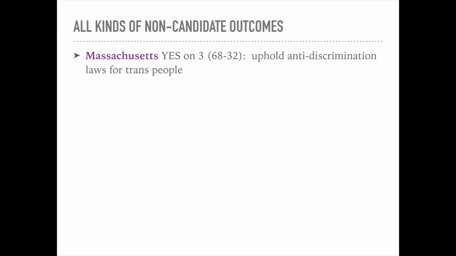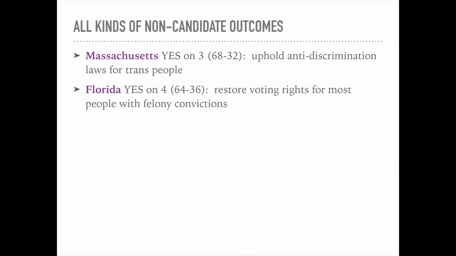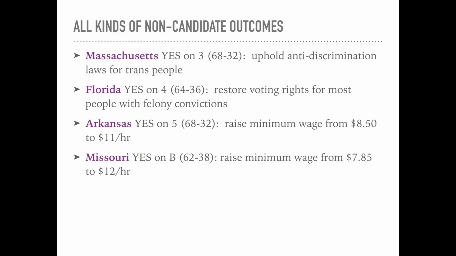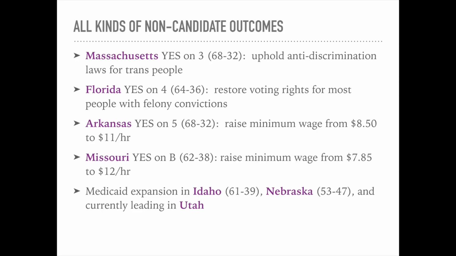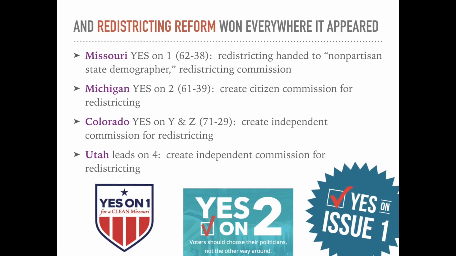There were many. I'm particularly excited that here in Massachusetts, by an emphatic margin, we upheld anti-discrimination laws for trans people. Florida, complicated in other ways, emphatically voted yes to restore voting rights for most people with felony convictions. Arkansas and Missouri voted emphatically again to raise their minimum wage substantially. Medicaid expansion in states you might not expect it. And real modernization of registration policies in Maryland, in Nevada, and in Michigan. And redistricting reform seems to have won everywhere it appeared, although Utah is particularly slow to count its votes.